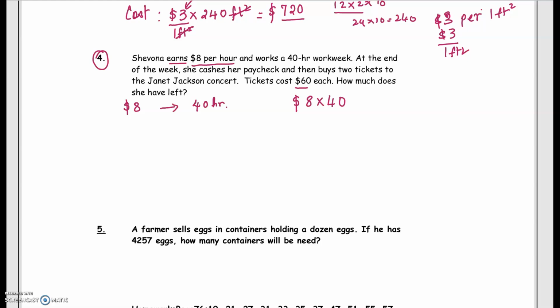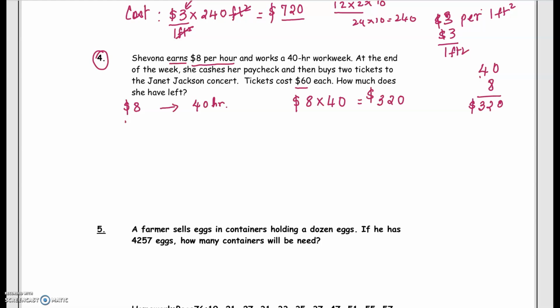8 fours are 32, and then 8 zeros are 0. So 8 times 40 is 320, and that's the total amount of money that she makes.